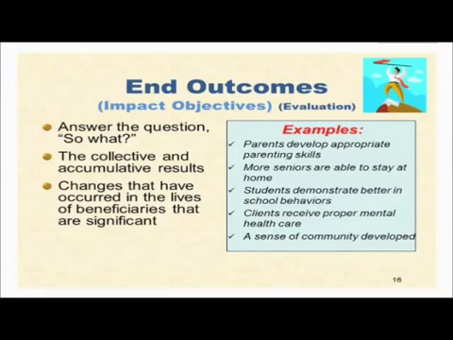Right? So for example, we say parents develop appropriate parenting skills. More seniors are able to stay at home, so-called aging in place, instead of going to premature admission into institutions. Or students demonstrate better behavior in school. And all of those are end outcomes. For example, let me give you an example of the difference between output, intermediate outcome, and end outcome.